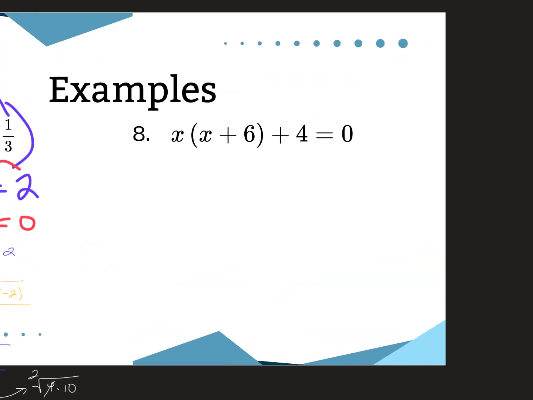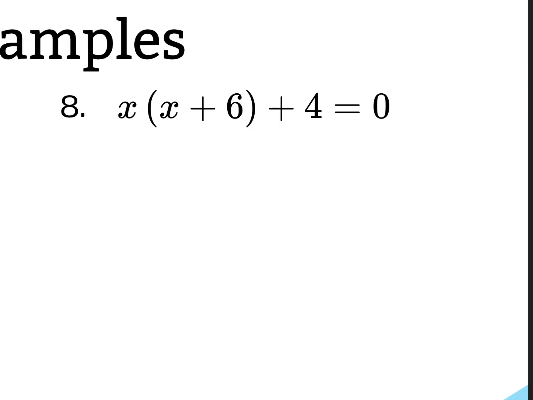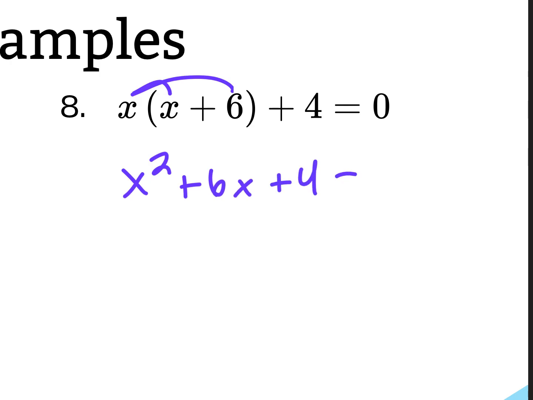All right, let's look at 8. Okay, common mistake that we make is we set x equal to 0, we set x plus 6 plus 4 equal to 0. Can we do that? No, you cannot, guys. What do you have to do first? You got to distribute. Perfect. So x times x is x squared. X times 6 is 6x. And then I have plus 4 equals 0.